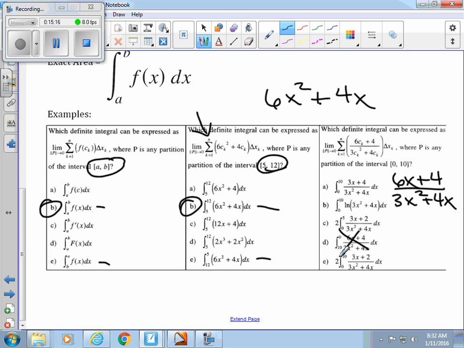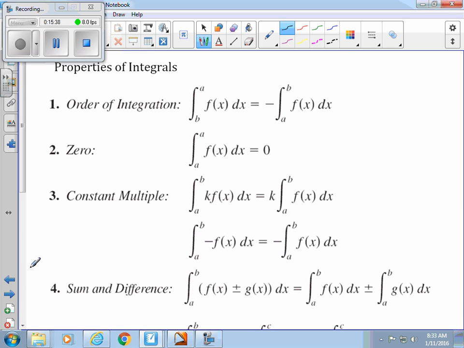E is also tricky, but they've done a different trick on E. They factored out a 2. Could you do that? Would a sum be the same if you took a 2 out and then multiplied everything by 2? Can you do that with addition? You can factor out, right? So, sure. Which brings us to what we're really learning today, and that's some properties of integrals.